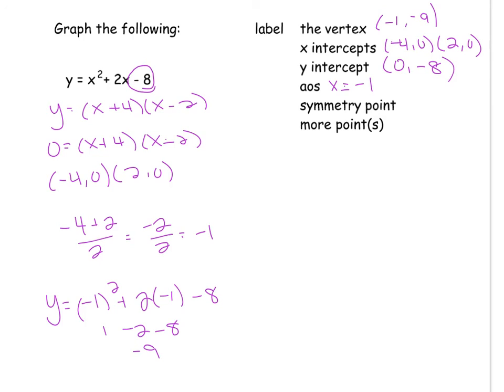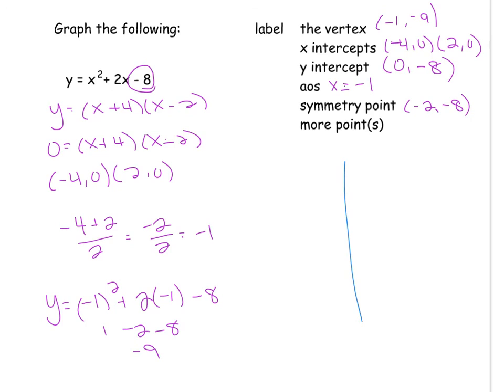Your symmetry point is the point that's equidistant from your vertex and in line with your y-intercept. So that would be at (-2, -8). And then you can certainly find more points if you like, but that is really pretty sufficient.